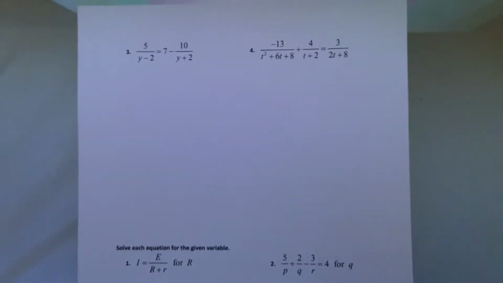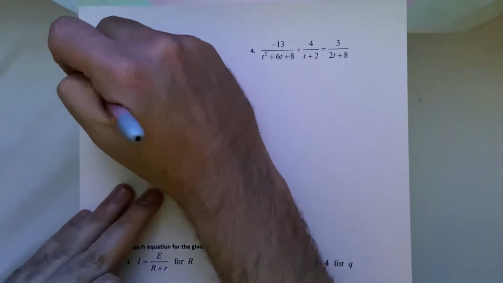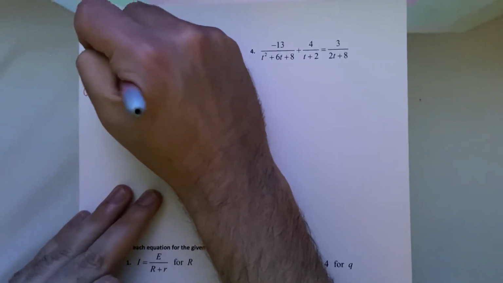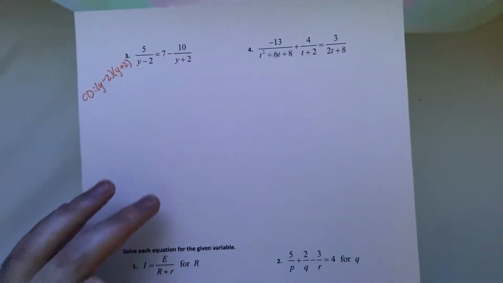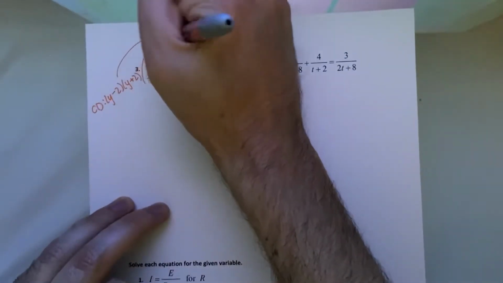Okay guys, let's finish 6.6. So we're solving rational equations. Let's do number 3: 5 over y minus 2 equals 7 minus 10 over y plus 2. So my common denominator is I need a y minus 2 and a y plus 2. And that's what I have to multiply by everything to clear the denominators, even the 7.